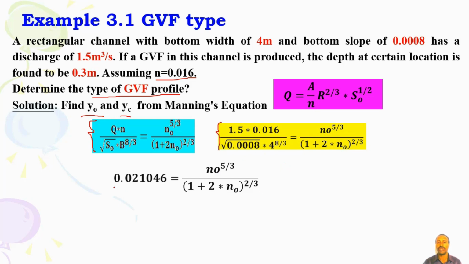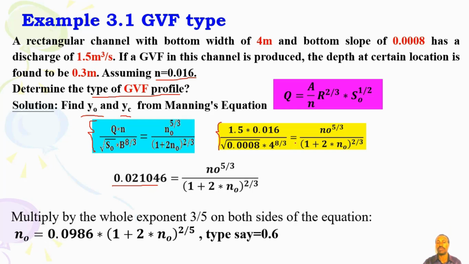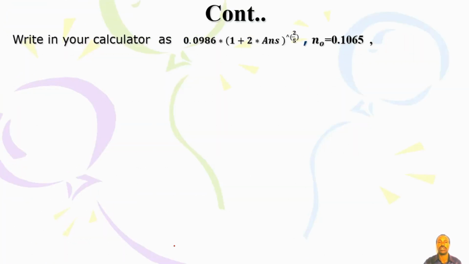Once you have this simplified number, then you multiply by the exponent 3 over 5 on both sides, then you get this expression. This is the expression to be calculated. Type say 0.6 in your calculator, then save it as answer. Then write this expression in your calculator. Then you simply click again and again until you get a constant number. That constant number will be your final iteration. So this is η naught.